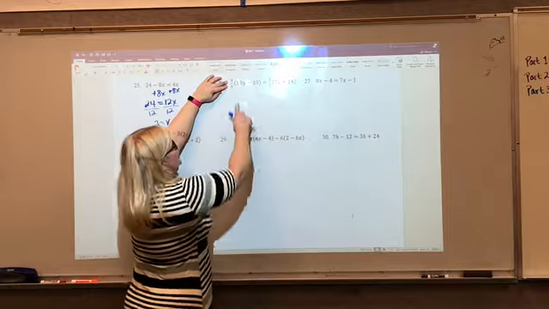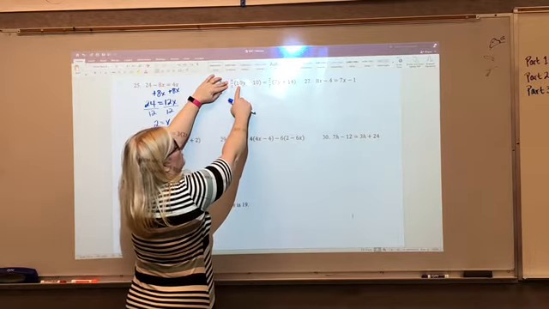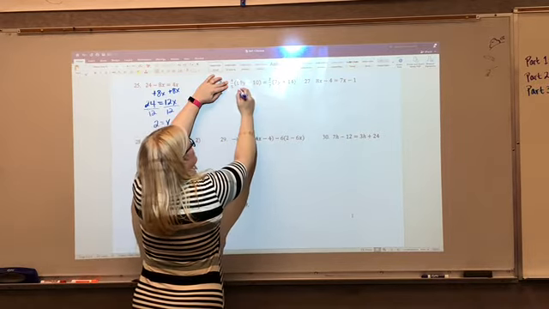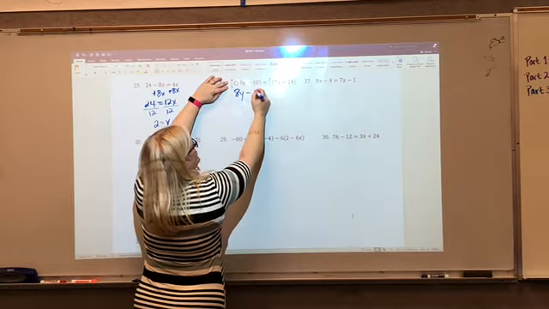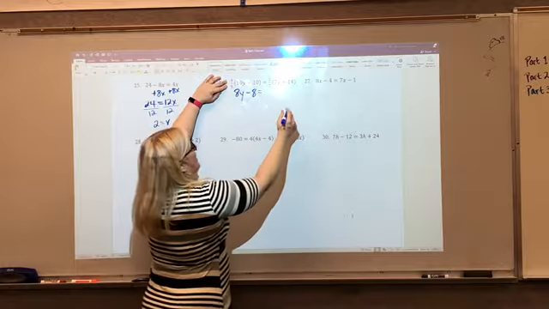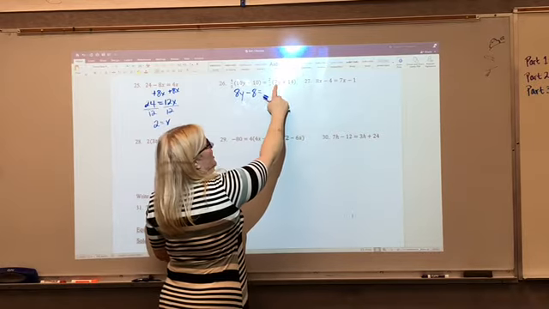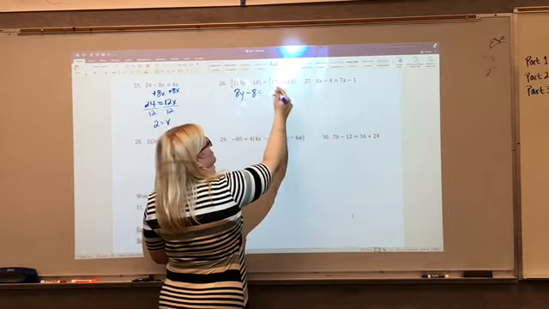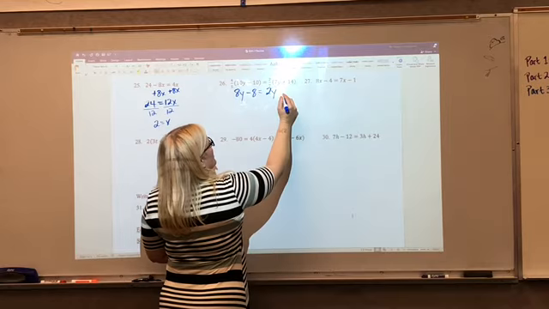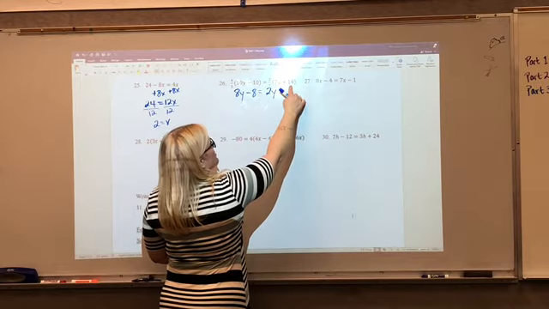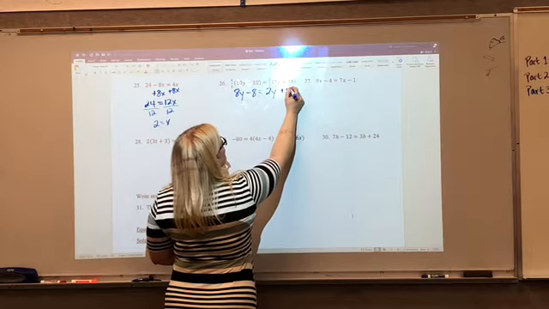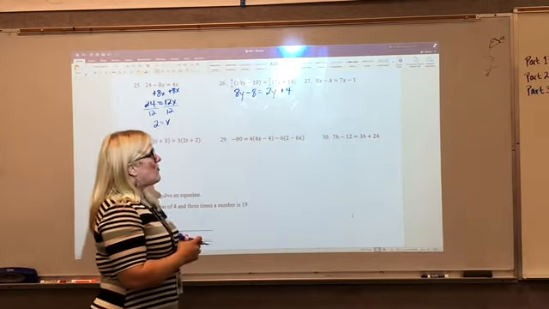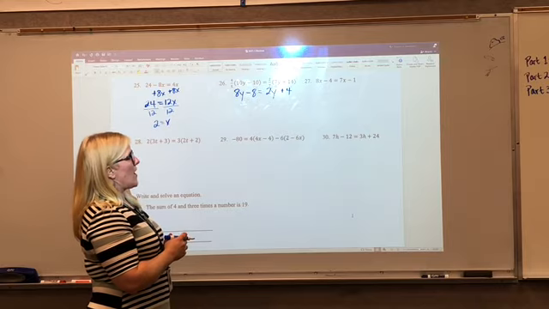So 4/5 times 10 is 40 over 5, which is 8y, minus 4/5 times 10 again is 8. Okay, 2/7 times 7 is 14/7, which is 2y. And 2/7 times 14 is 28 over 7, which is 4. Okay, hopefully you followed that along okay.